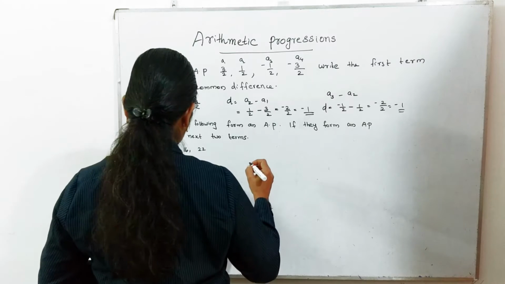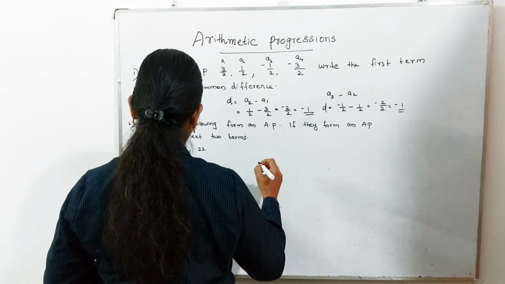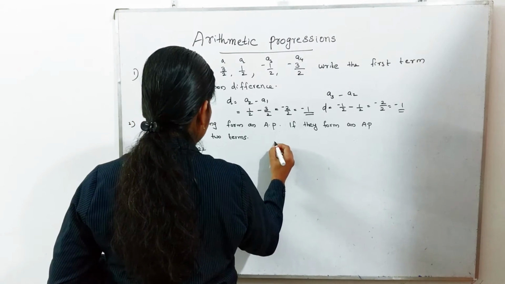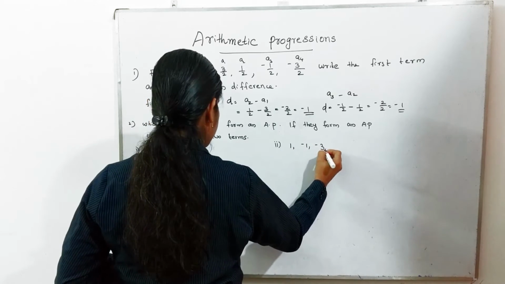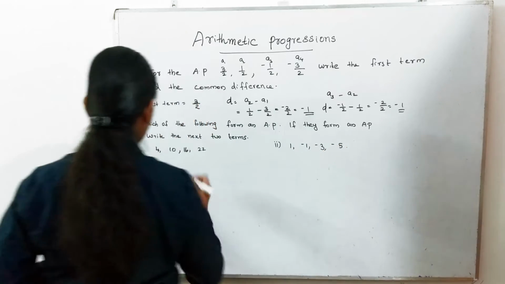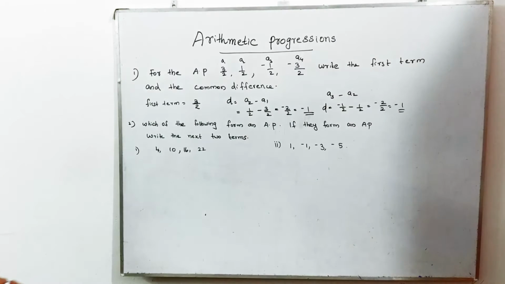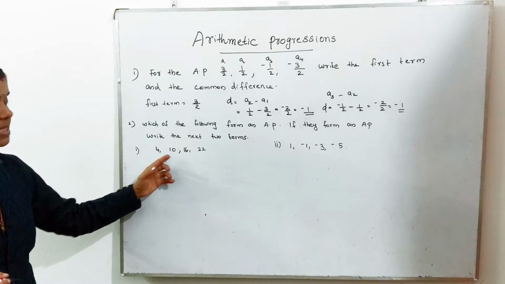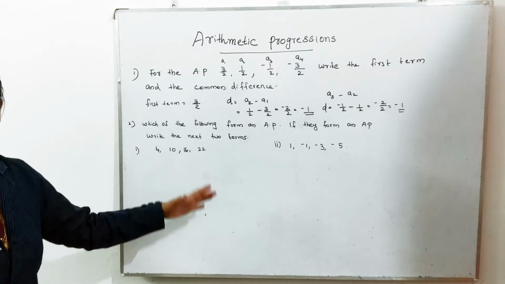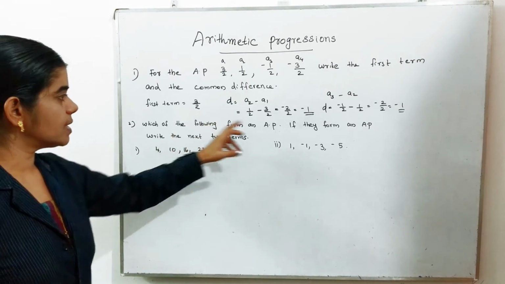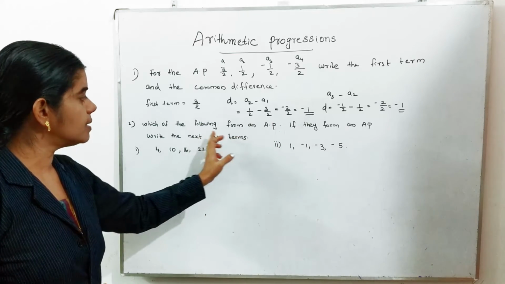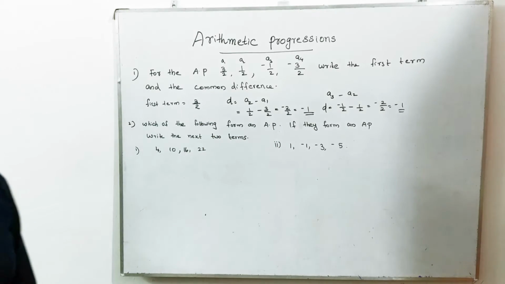Second one: 1, minus 1, minus 3, minus 5. Two questions are given. You want to check whether it is an AP. One number pattern is given, and you want to check whether this is an AP. If they form an AP, write the next two terms.